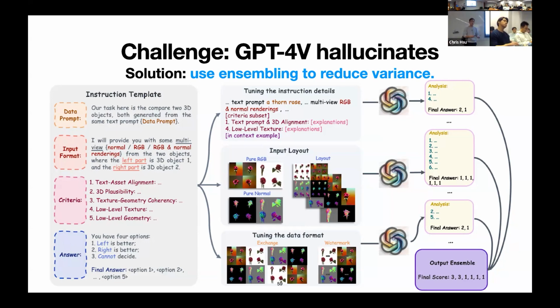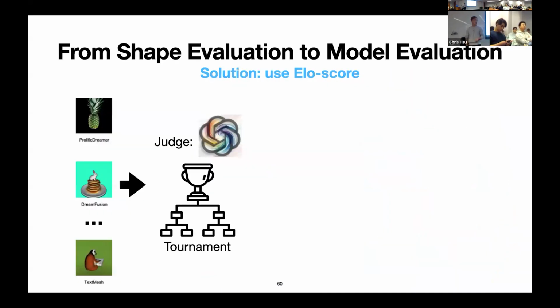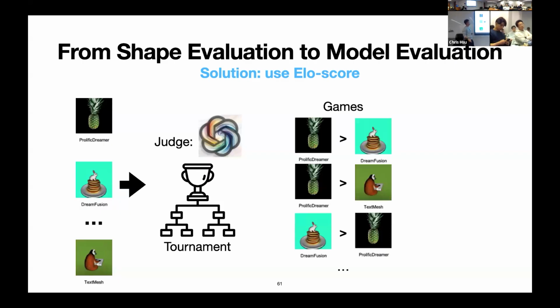So this gives you an idea of how we compare two shapes, but how do we judge which 3D generative model is better? What we do is run a tournament. We collect 13 3D generative models, and then we use the judge I just described, using GPT and augmented ensemble methods, and run pairwise games between all the models. Then we can collect a set of results of who's winning and who's not.